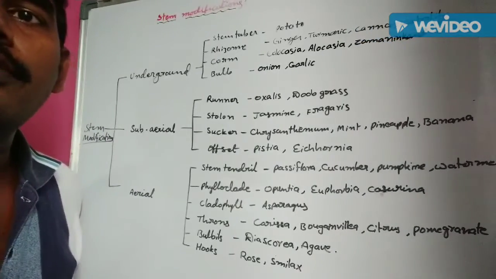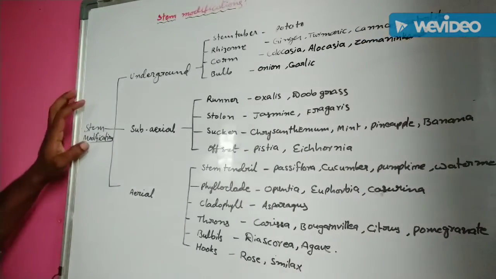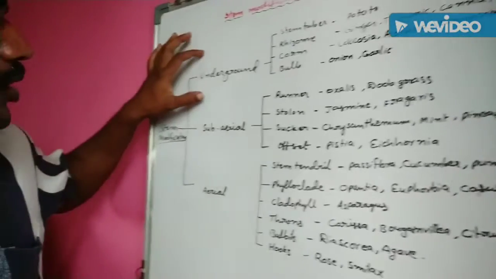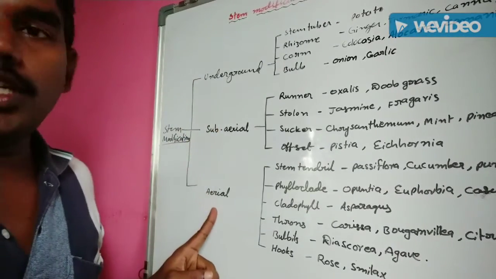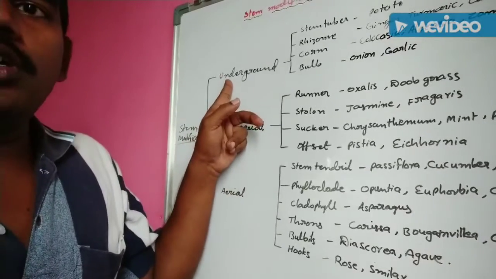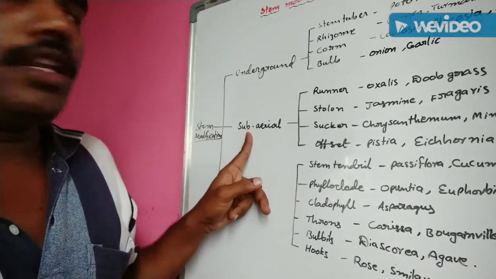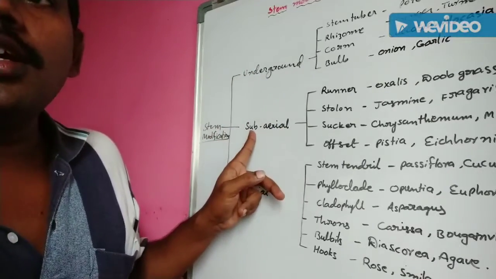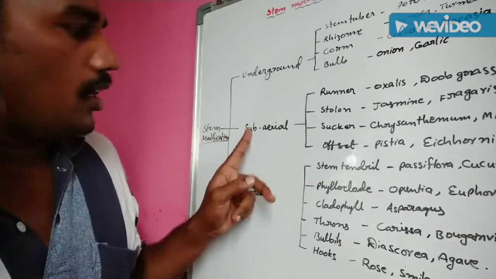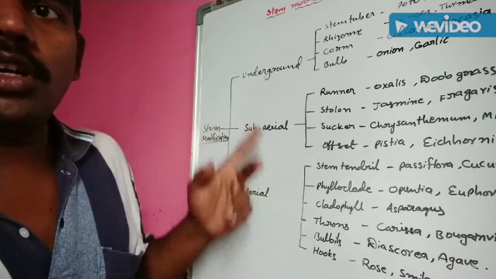These are the different types of stem modifications. The stem modifications are mainly categorized into three: underground stem modification, subaerial stem modification, and aerial stem modification. Underground means beneath the soil. Subaerial is not completely underground and not completely aerial; it is at the surface of the soil. The next one, aerial, is above the ground.